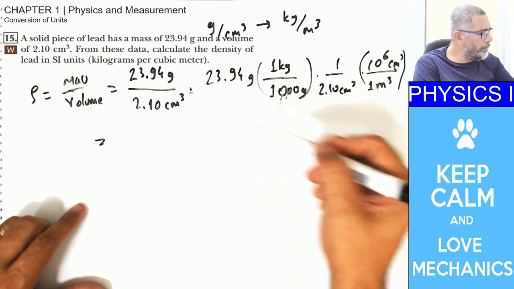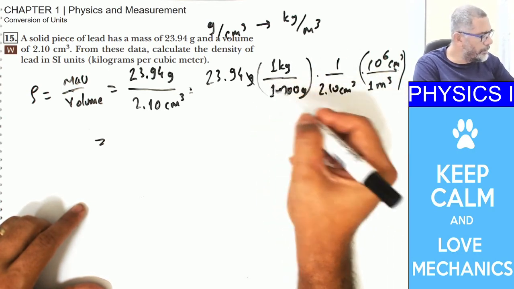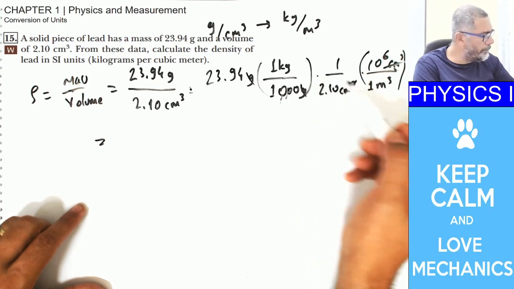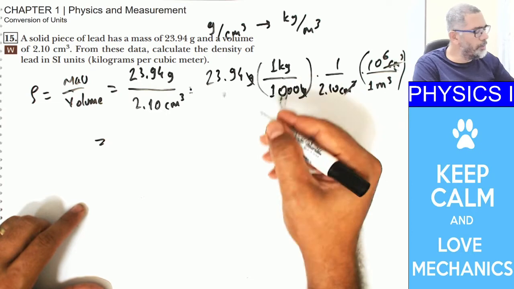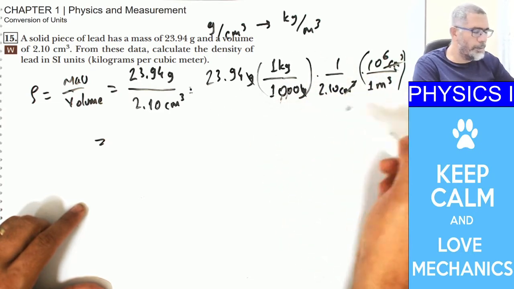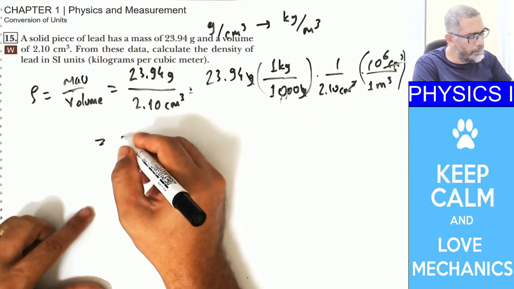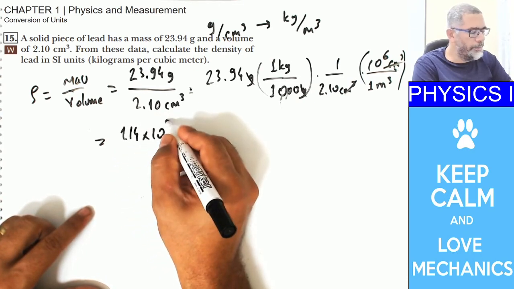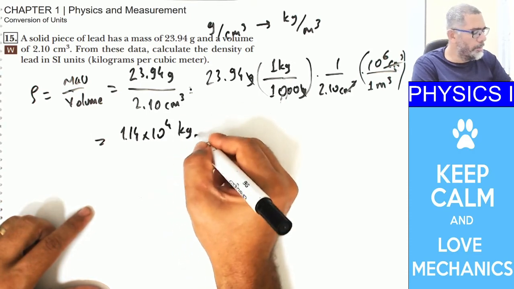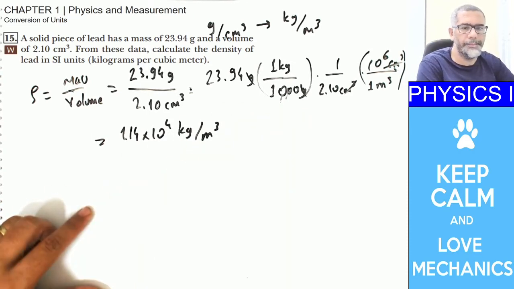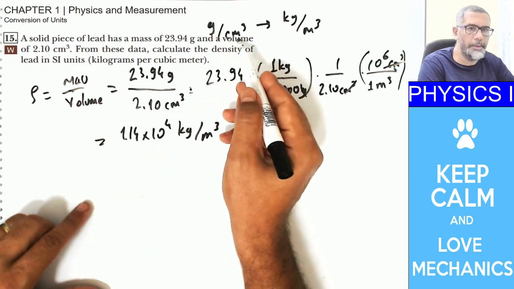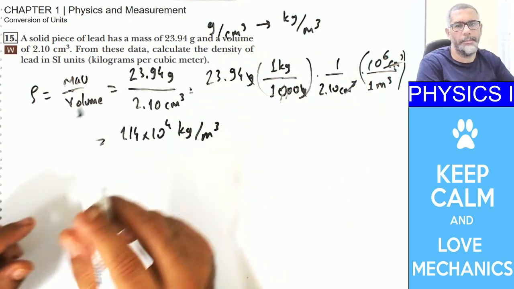Okay, if you do this, let's first cancel these centimeter cubes. So you are left with kilogram per meter cube, right? Once you plug all these numbers into your calculator, you will find the end result to be 1.14 times 10 to the 4 kilogram per meter cube. Okay, so this is how we convert from gram per centimeter cube to kilogram per meter cube.